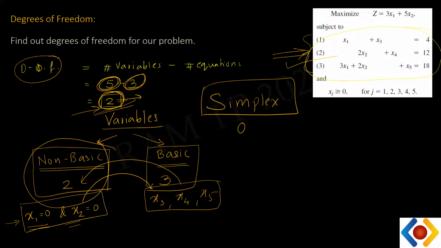Sir, instead we can take all possibilities of 2 variables as 0, then discard the one which contains negative values, and that will give the corner point feasible solutions. We'll go through that process and then things will be much clearer. Step 1 is x1 equal to 0 and x2 equal to 0. Step 2 we will go to that.